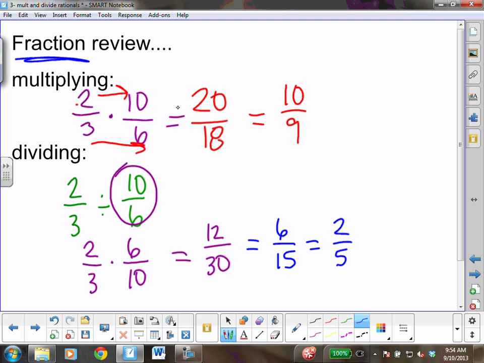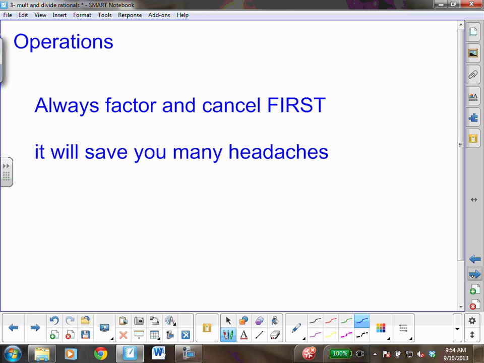So whenever you are multiplying fractions, you multiply straight across the top and straight across the bottom. Multiply the numerators and the denominators. When you're dividing, you flip the second fraction and multiply by the reciprocal. Whenever you want to perform operations with rational functions, you always want to factor and do any canceling that you can first. It's going to save you time in the end.